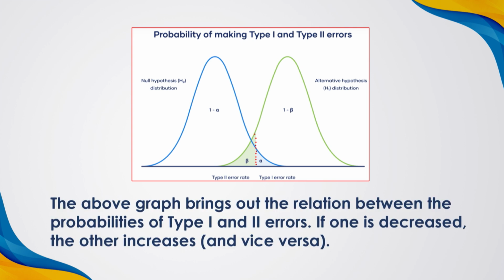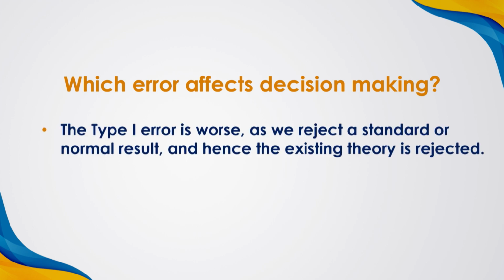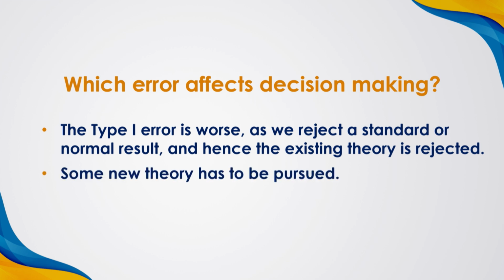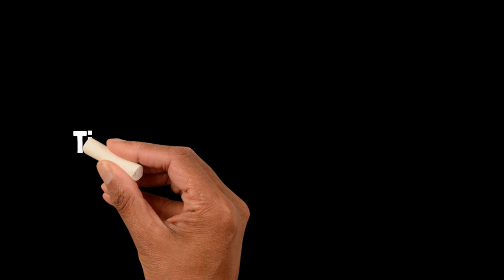The above graph brings out the relationship between the probabilities of type 1 and type 2 error. If one is decreased, the other increases and vice versa. Which error actually affects the decision making? The type 1 error is worse, as we reject a standard or normal result, and hence the existing theory is rejected. Some new theory has to be pursued. However, both errors affect the decision making depending on the nature of the study.